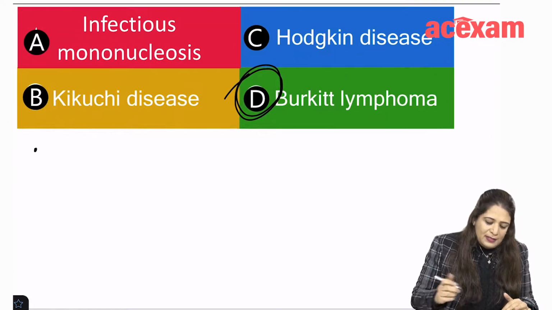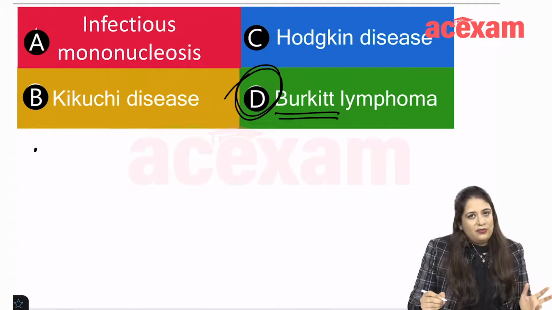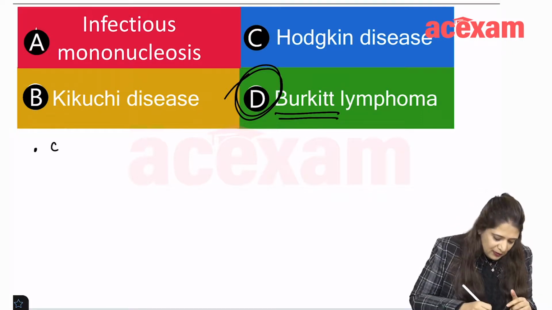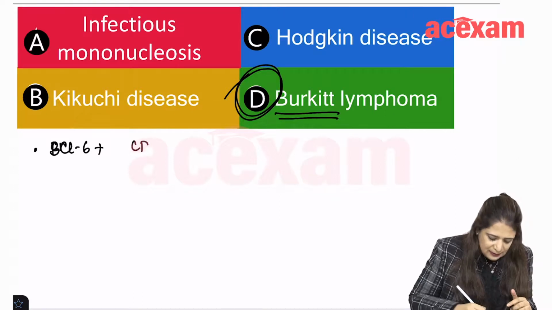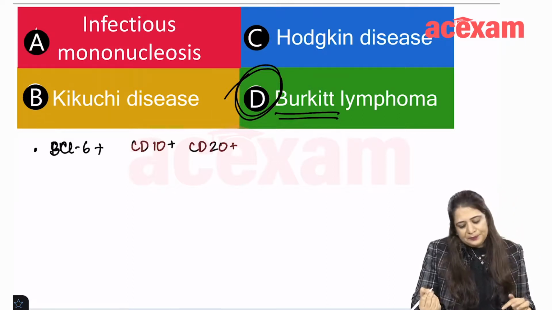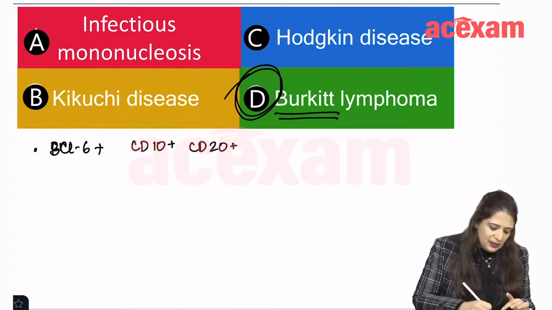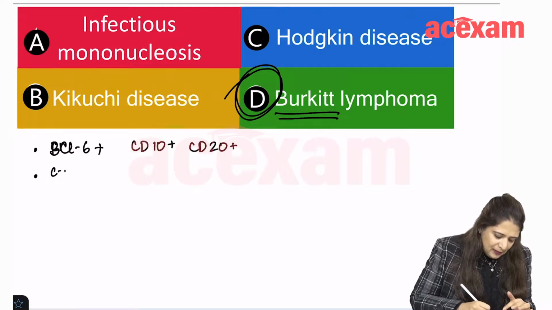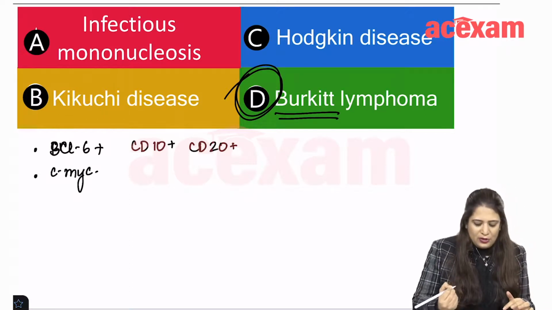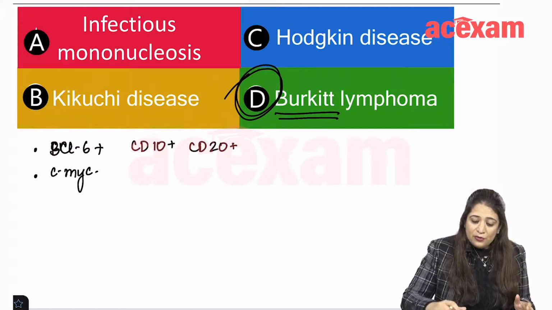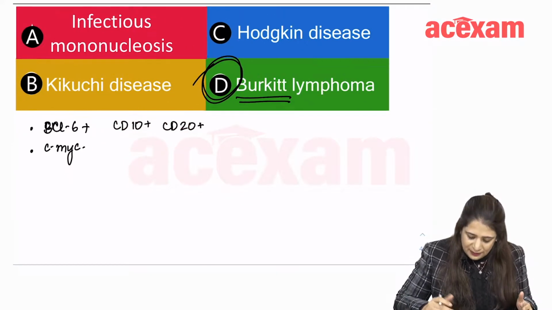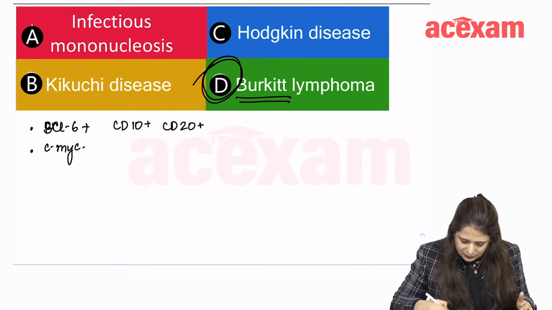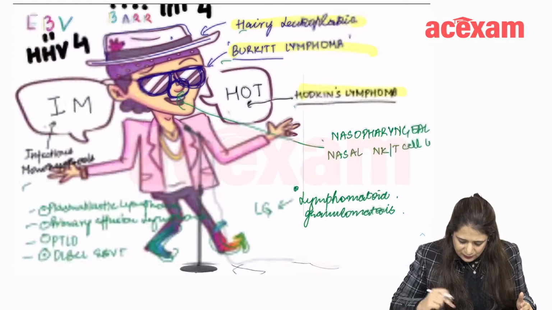So it's a B cell lymphoma derived from the germinal center. So it is BCL6 positive, CD10 positive, CD20 positive, which are B cell markers. Then again, it is associated with c-MYC translocation. So if we go back to that mnemonic I told you of the Epstein-Barr virus, the Bruno Mars and the Uptown Funk one, this one.